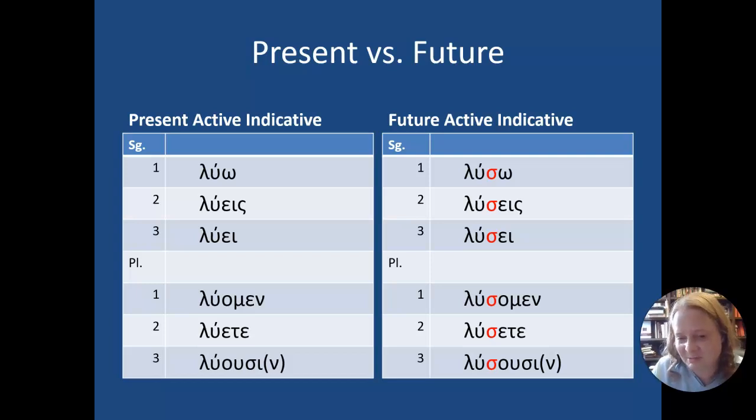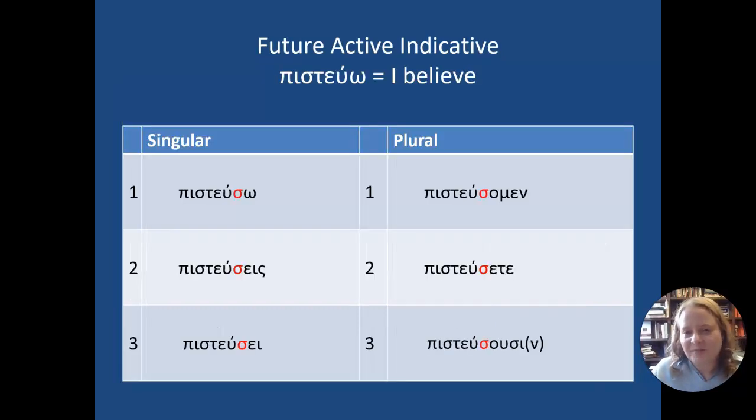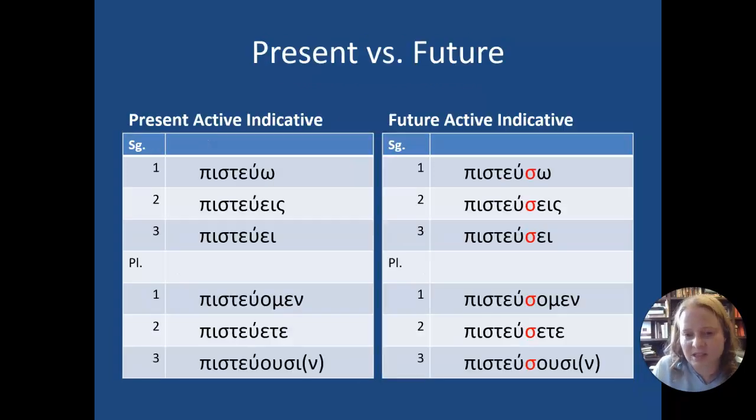You can see why I get excited when we get here, because I'm like, yes, people are going to be able to grasp onto this concept. It now just means I will destroy, you will destroy, he, she, or it will destroy, we will destroy, y'all will destroy, they will destroy. I prefer this verb then, because I think believing is better than destroying. So, pisteuso, pisteuseis, pisteusei, pisteusomen, pisteusete, pisteusousin. There it is side by side.